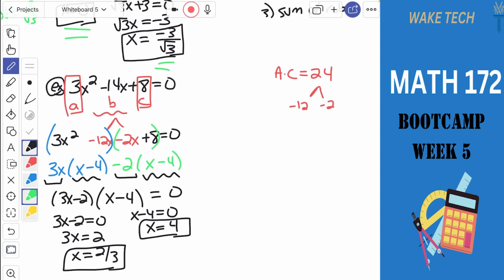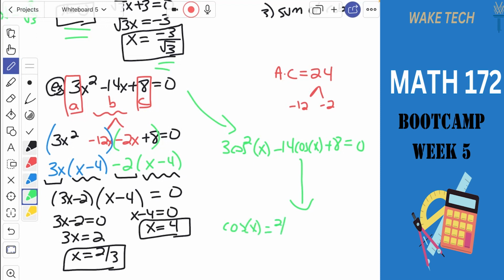A comparable question you could see this week in 172 would be, let's do cosine. I don't think we've used that one yet. 3 cosine squared x minus 14 cosine x plus 8 is 0. And since the original equation in black, the quadratic one, is identical in structure to the trig one in green, going through the entire process would tell us that cosine x equals 2/3 or cosine x equals 4.